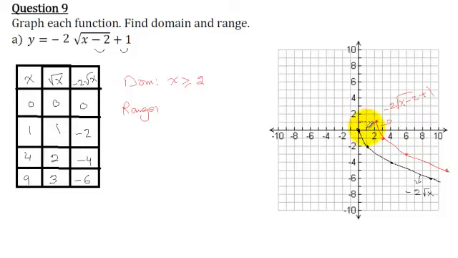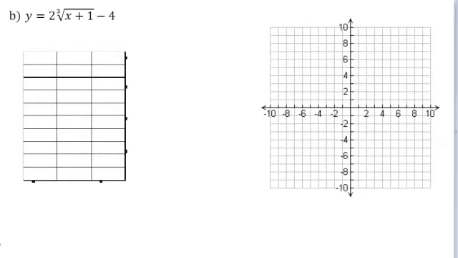Below? Yeah, look at that. It's at 1, and the graph of the function is under the 1. So the range is y smaller than or equal to 1. Okay? Clear? Now, with respect to the function with the 3 as an index, which is called cubic root.